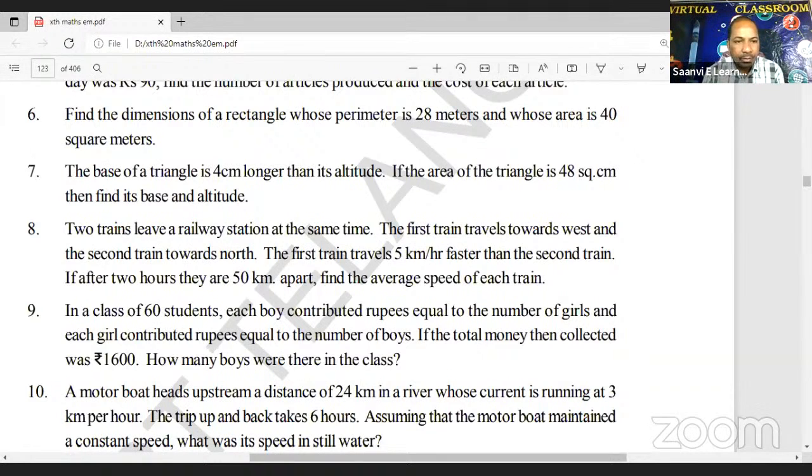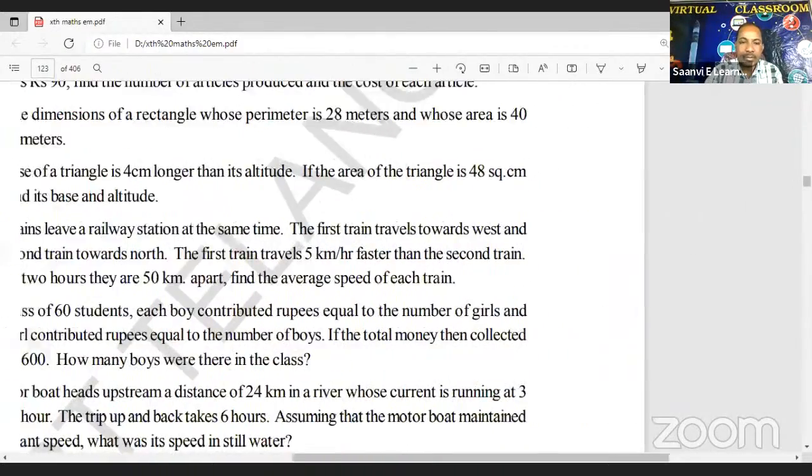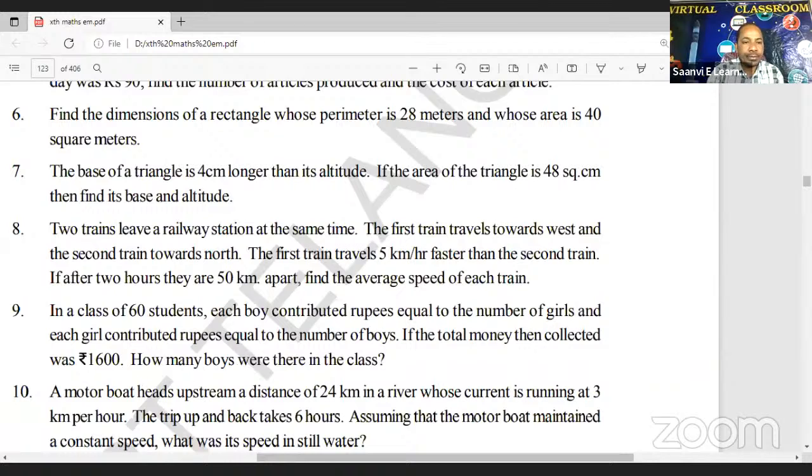Okay, very good, Sharanya. So what is being asked here? See, these train problems or boat problems are very important, children. Okay, so this type of problems will come in your competitive exams also. So train problems or boat problems or clock problems are very important. So here it says: two trains leave a railway station at the same time. Okay, two trains are leaving a railway station at the same time.